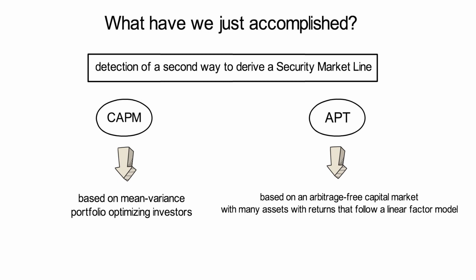For practical work, the APT says that capital M doesn't need to be the market portfolio. It suffices if it's a well-diversified portfolio. And for the APT, the security market line exists only, I highlight only, for well-diversified portfolios, while the CAPM derives a security market line for individual securities. That is one key difference.